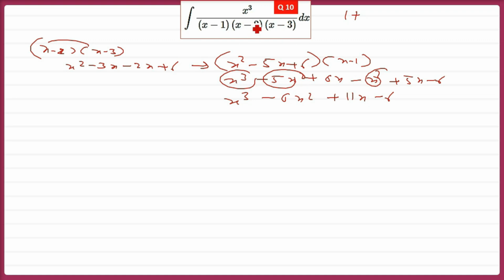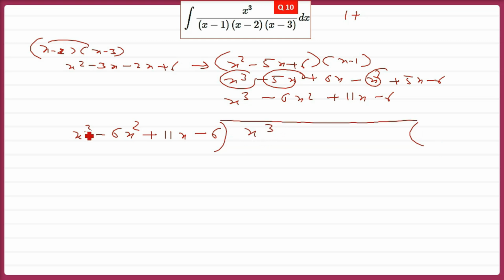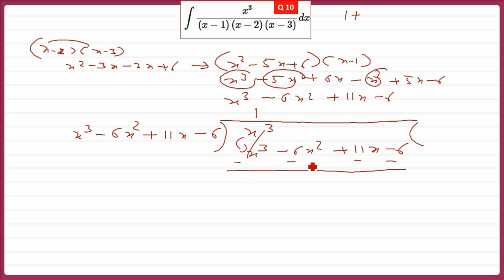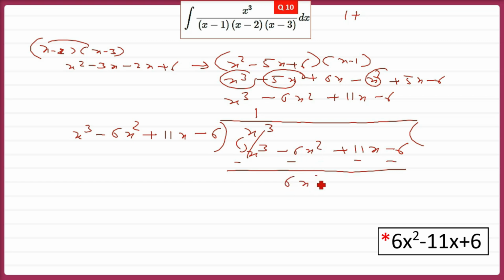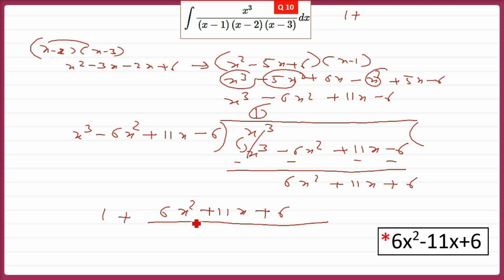Now you need to divide x cube by x cube minus 6x square plus 11x minus 6. The division will take place like this: to get x cube, you have to multiply the denominator with 1. So everything will remain the same, because multiplication by 1 will not change anything. But now you have to subtract these. X cube will get cancelled and all others will change the sign. That is, you will get 6x square minus 11x plus 6. Now there is a slight change in that sign. You understood that. So 6x square minus 11x plus 6.